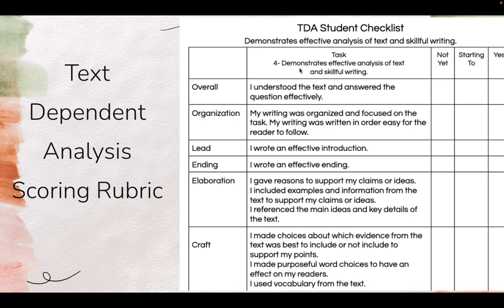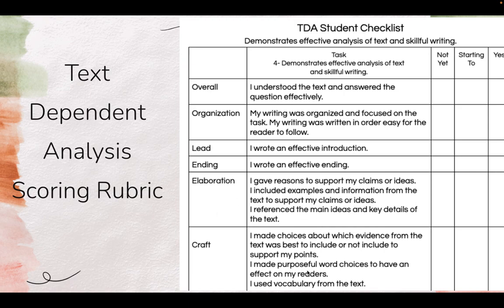Level 4 TDA writing also includes elaboration. Did I give reasons to support my claims or ideas? Did I include examples and information from the text to support my ideas? And did I reference the key details of the text?